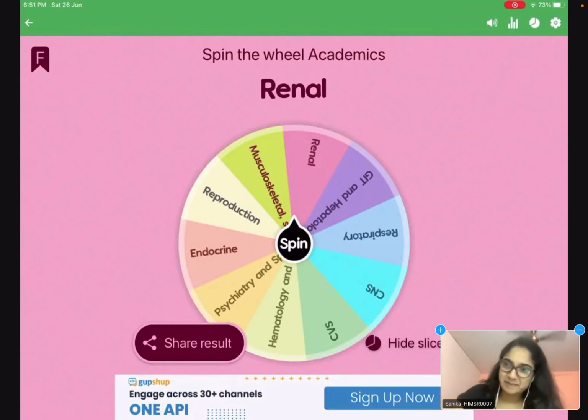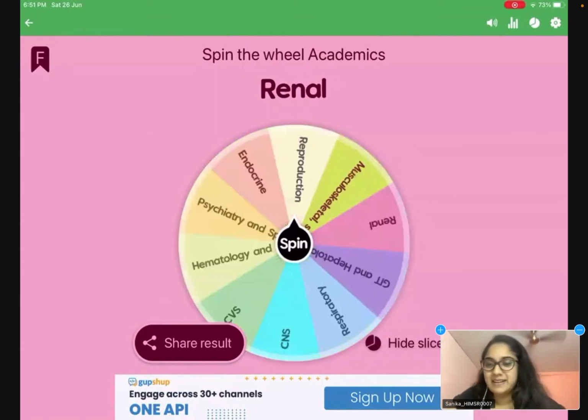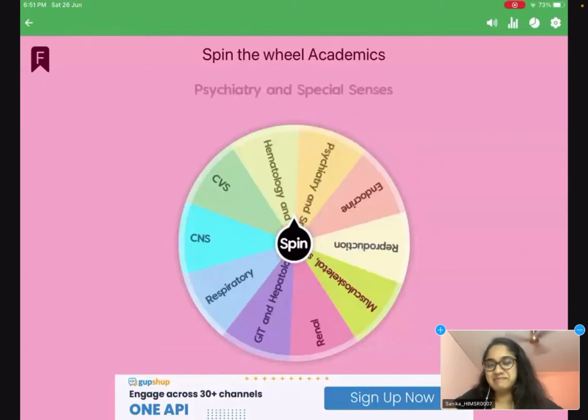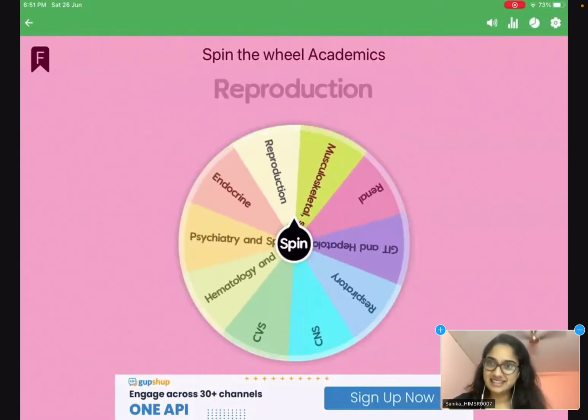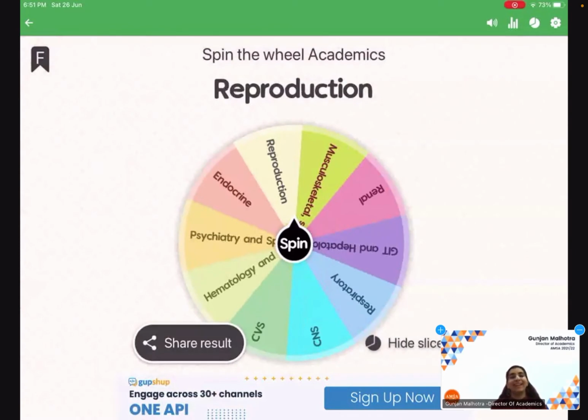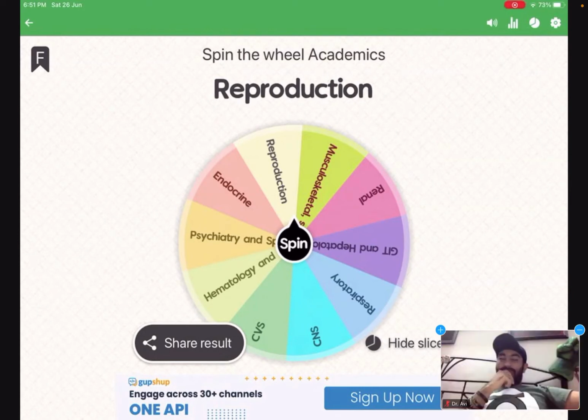Okay, I think I'll go first. Okay, you want to go first? Okay, let's see. I don't know, Sanika. Are you kidding me? This wheel has a special affection for you. It always gets you to reproduction.